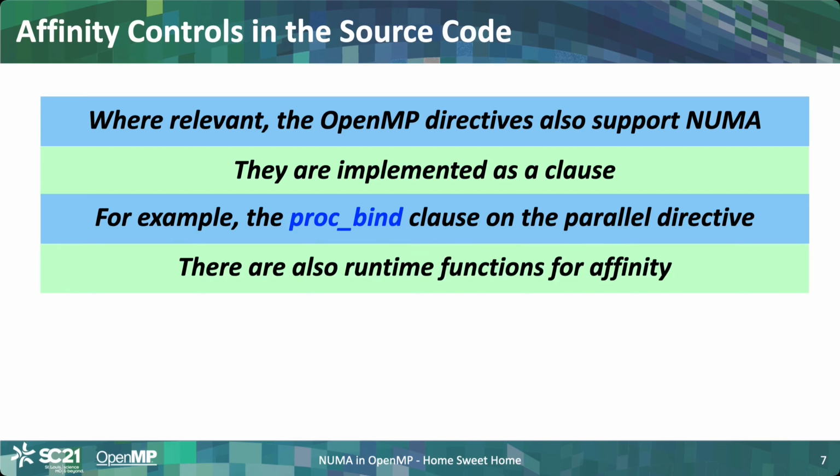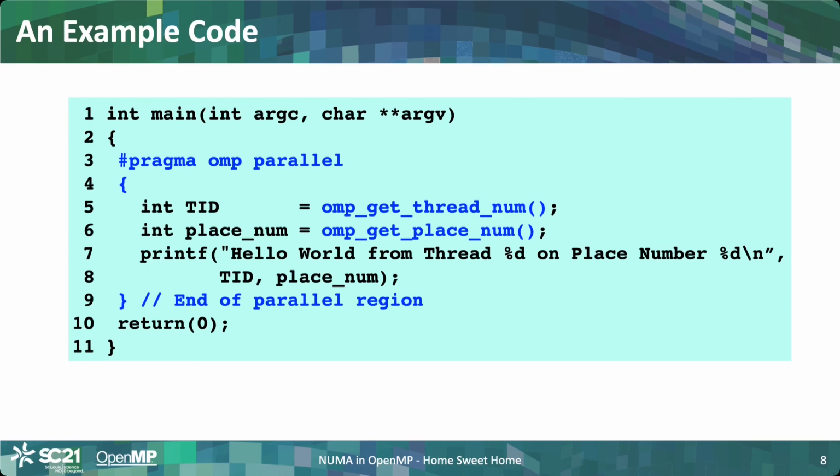You also get runtime functions for the affinity. And here's a little example code. It's a very simple code just to show you how you can use these. I have a parallel region starting at line 3 and ending at line 9. In that region at line 5, I ask for the thread ID. At line 6, I ask for the place number. That's not the place definition. That's the number in the list of places. Okay, and I print it out. So a very straightforward program.